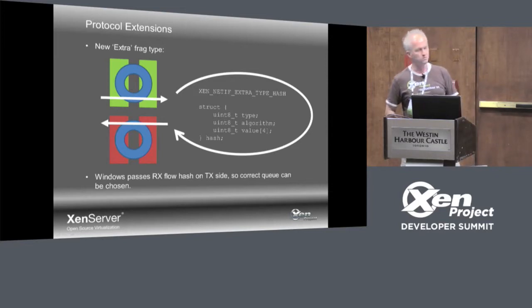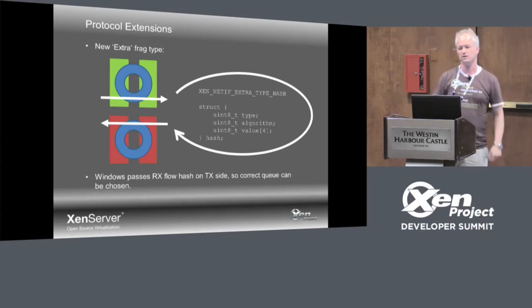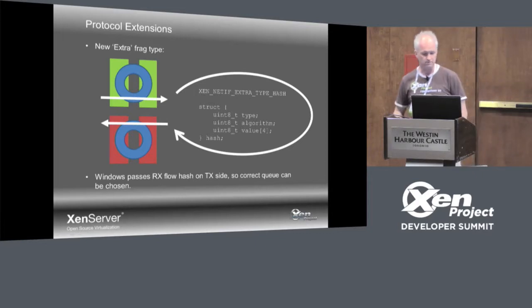And the nice thing is that Windows will then give you that hash value back for the same flow on the TX side, so you can always steer the TX packets for the same flow to the same CPU and keep everything nicely localized, which is good to avoid lock contention.